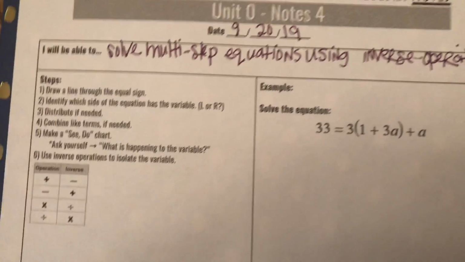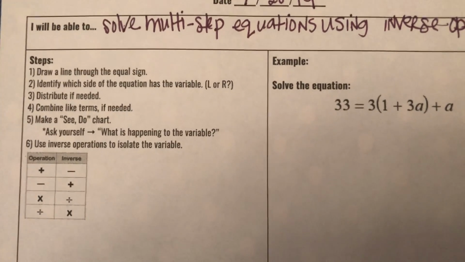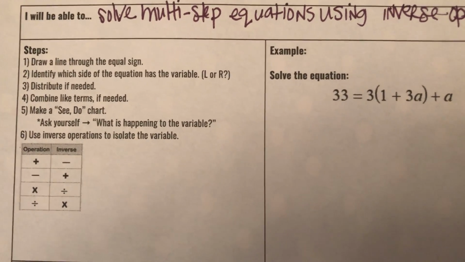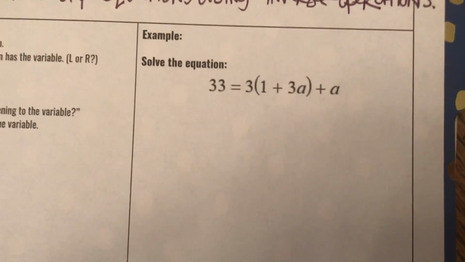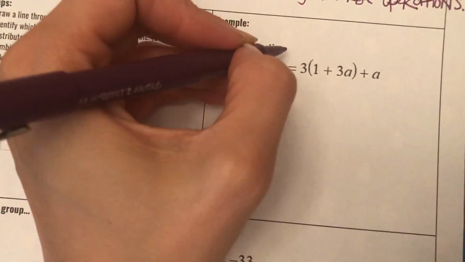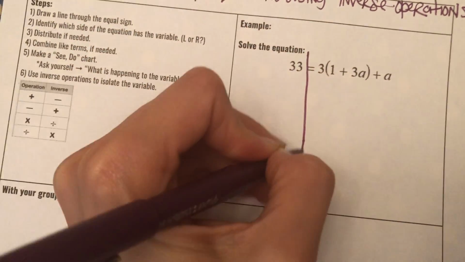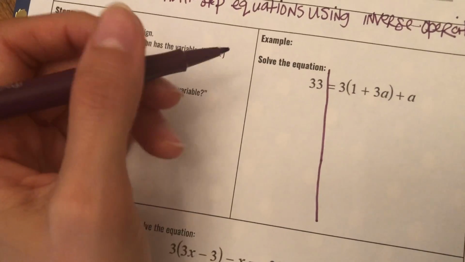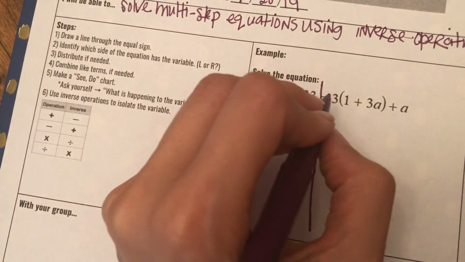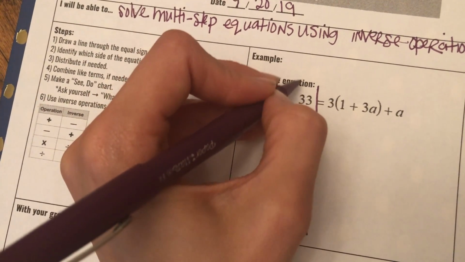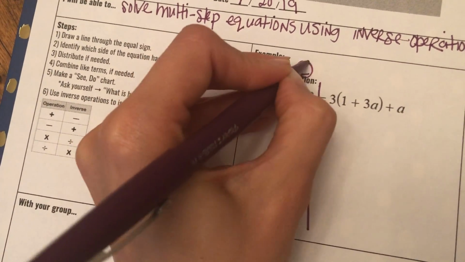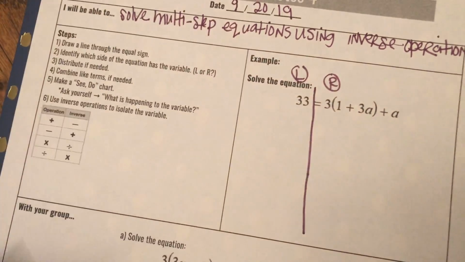Let's get started. So take a look at our steps on the left. My first step says to draw a line through the equal sign. So let's go to my example and let's draw a line through my equal sign. Continue that line all the way down. And then I'm also going to label the left side as left and the right side as right.